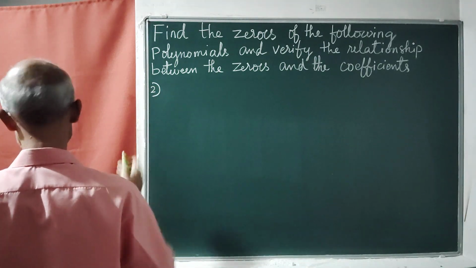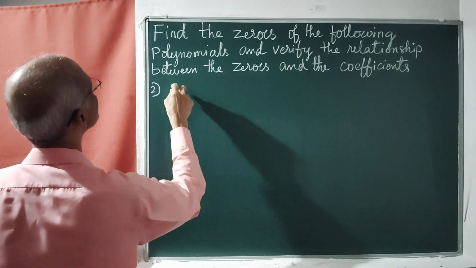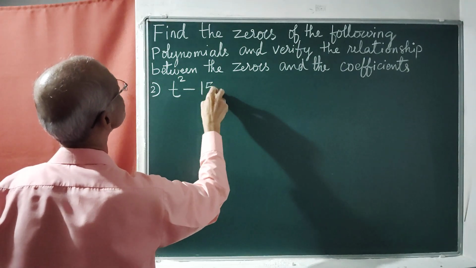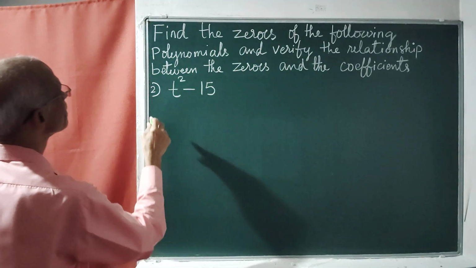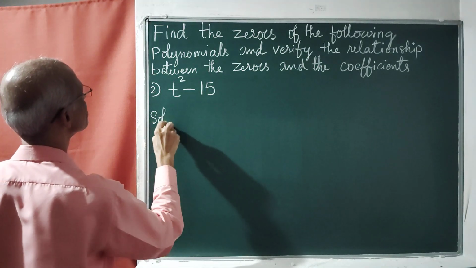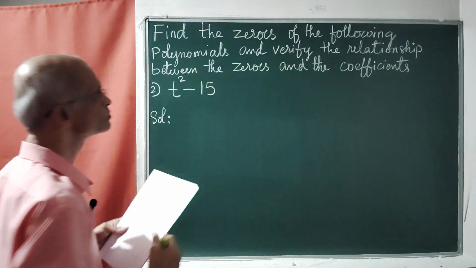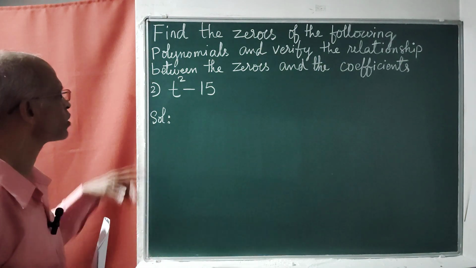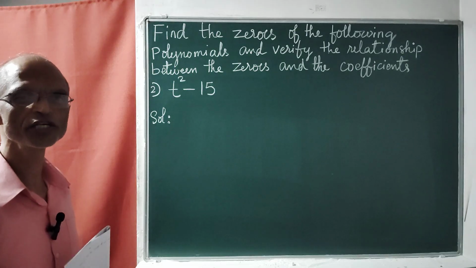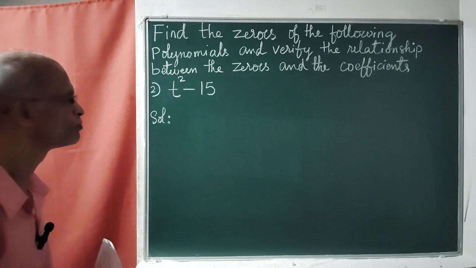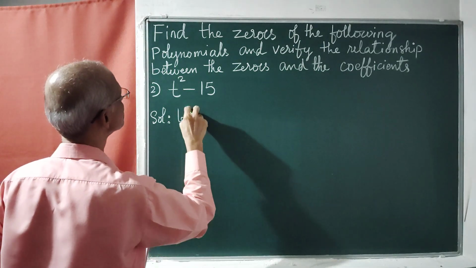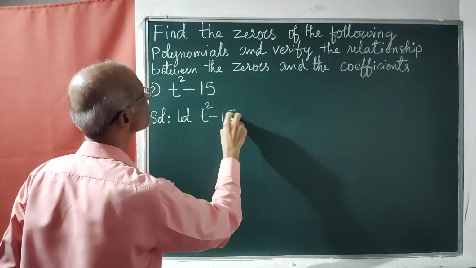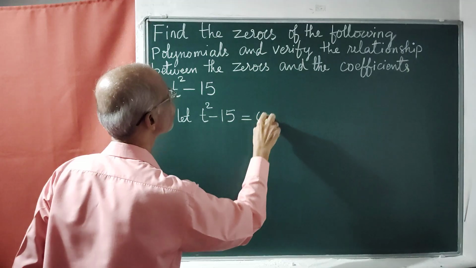Second sum, t square minus 15. First we have to find the zeros of this polynomial. To find the zeros, we will equate it to 0. Let t square minus 15 be equal to 0.